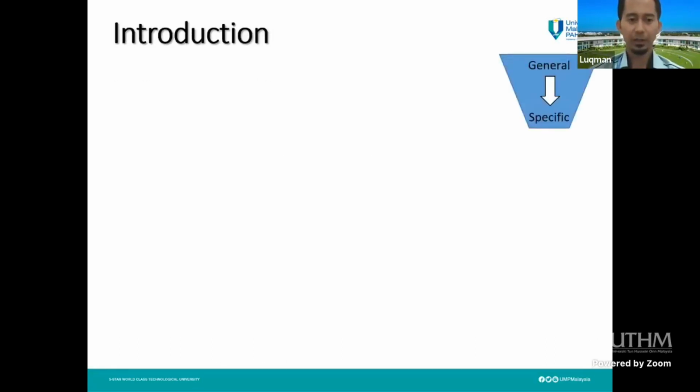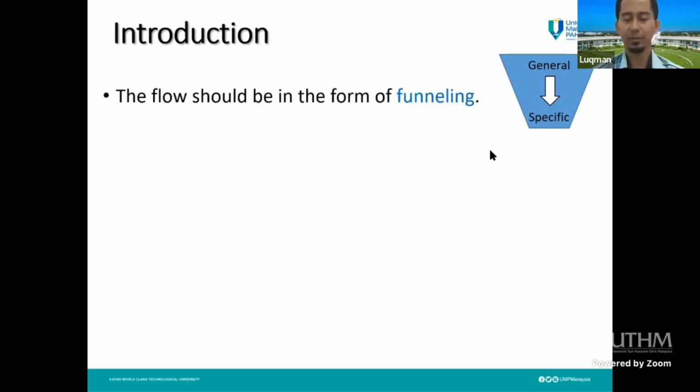Okay, below the abstract there is the keyword, and below the keyword there is the introduction. So this introduction, simply put, this picture is how to summarize it, easy. It's a funnel method, right? It's called a funneling method or inverted pyramid. You go from a general perspective to a more specific perspective.